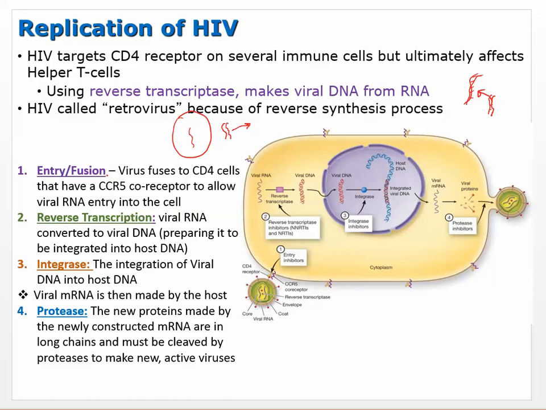So let's go through the process again, just like we did in patho. Entry or fusion. The virus has to fuse with the cell. If you have the virus, and you can see it down here, it wants to infect the inside of the CD4 cell. So it has to fuse with it. It has to have something that identifies it, and that's going to be the CD4 receptor ultimately.